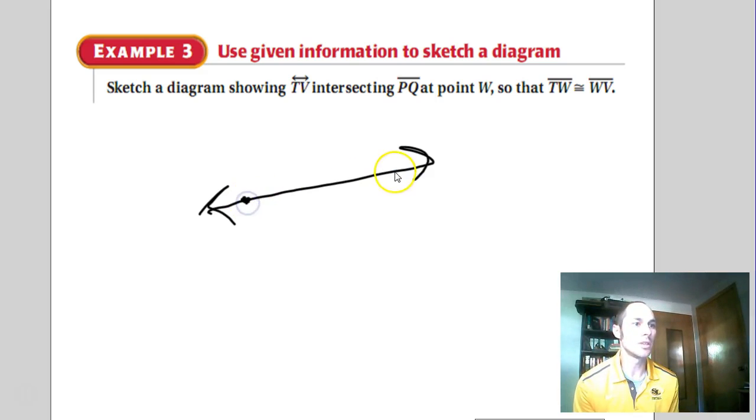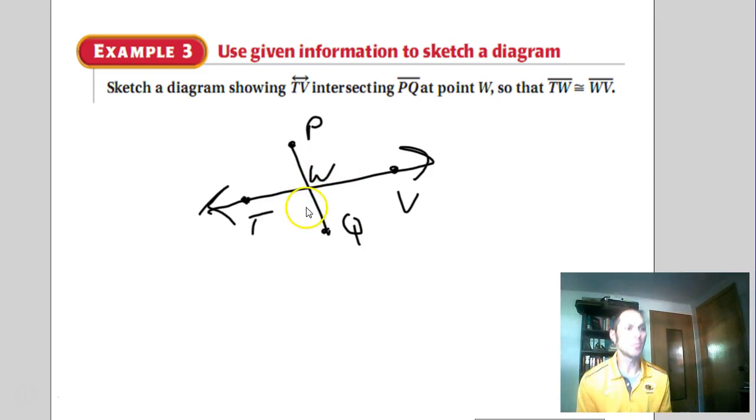So I need at least 2 points on a line. It says they need to be labeled TV. And it intersects segment PQ at point W. So the point of intersection is W. I know that has to be a point because two lines intersect at a point. And now TW is congruent to WV.